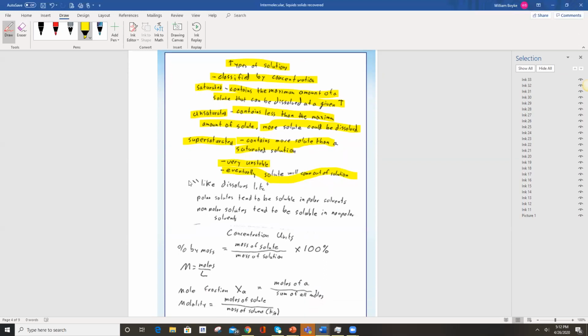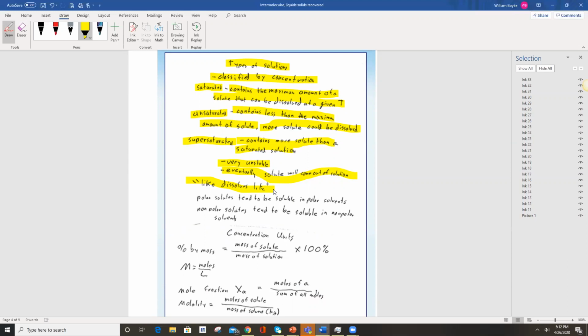When we think about solutions, we often use the adage "like dissolves like." Do not use this as an answer for a quiz or a test question because it answers nothing. It's just a little subtle mnemonic reminder of what the actual meaning is.